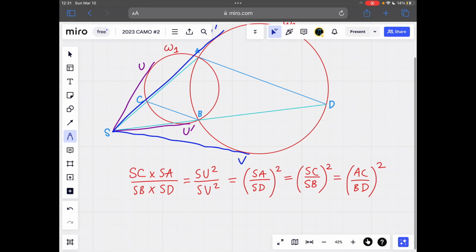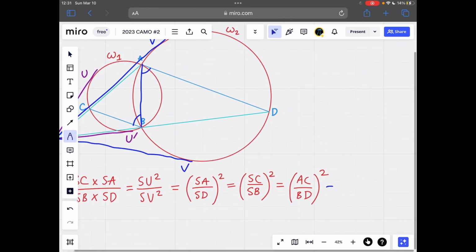We can use the parallel lines again for AC over BD. Because the parallel lines create equal angles here and here. And AC over BD, well, what's AC? Well, that's just 2 times the radius of omega 1 times the sine of angle ABC by the extended law of sines. So it's 2R1 sine angle ABC.